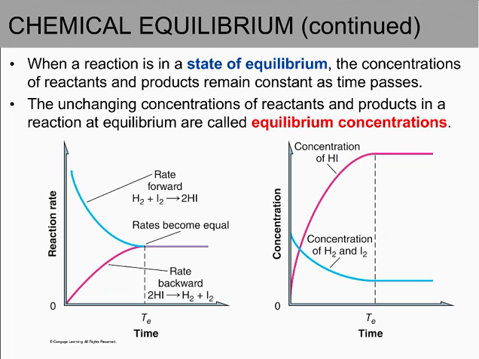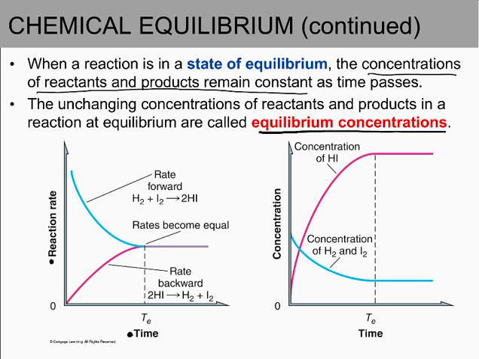So when a reaction is in a state of equilibrium, the concentrations of reactants and products remain constant as time passes. Now again, they might not be equal to each other, but they just don't change anymore. So those unchanging concentrations of reactants and products in a reaction at equilibrium are called the equilibrium concentrations. So on the graph on the left, we have a plot of reaction rate versus time. And time is on the x-axis.